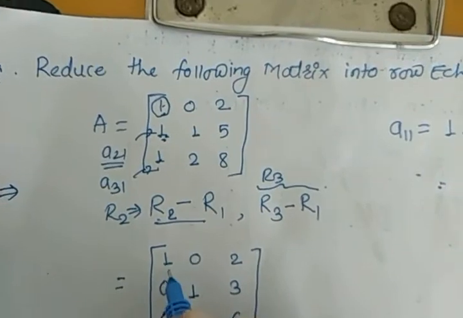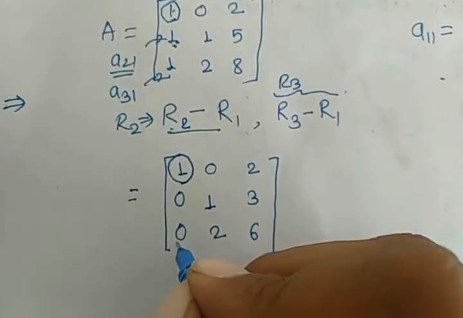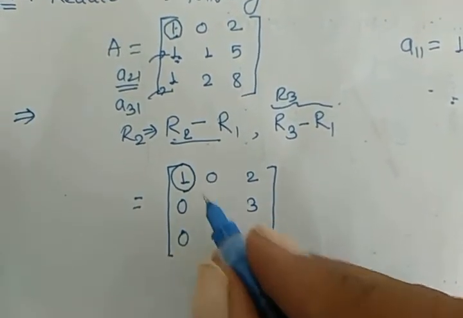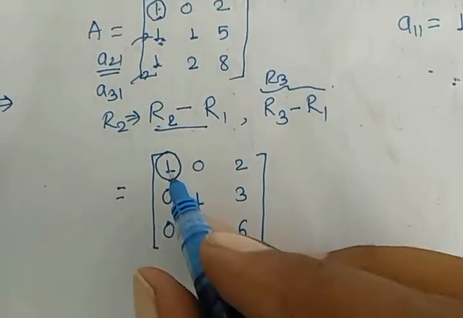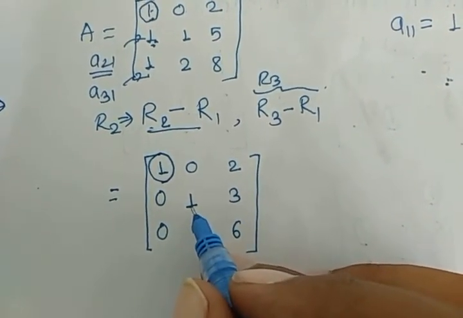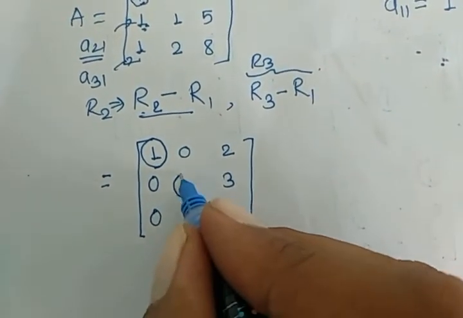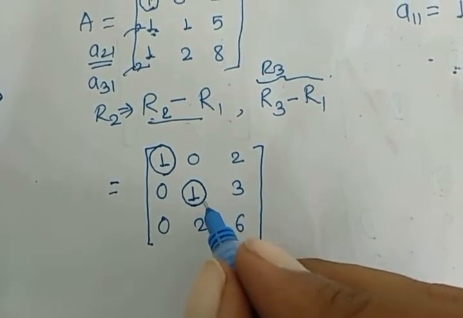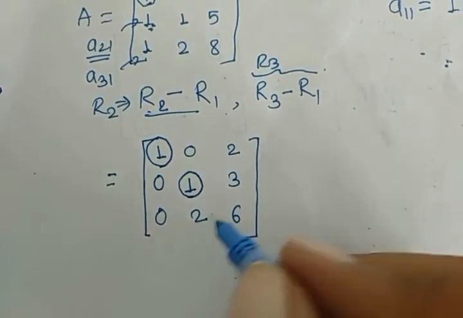So here is our first leading one, and all elements below are 0. Now to check the second leading one, it should be in the next row and to the right of the leading one above. So we check the second row: it has a non-zero value, 1. So our next leading one is at the A22 position. Now we have to make 0 below A22.